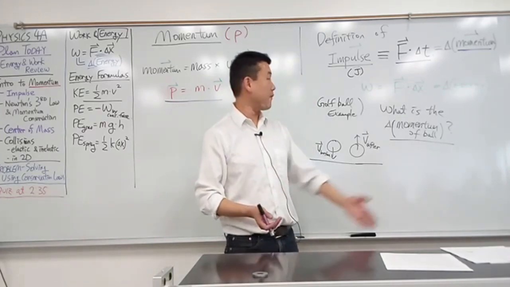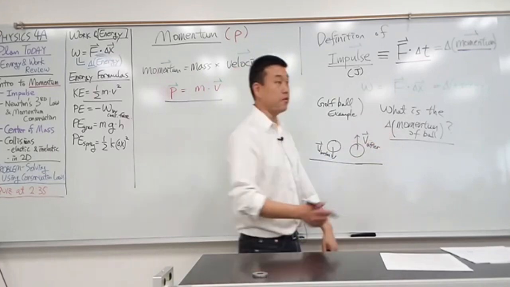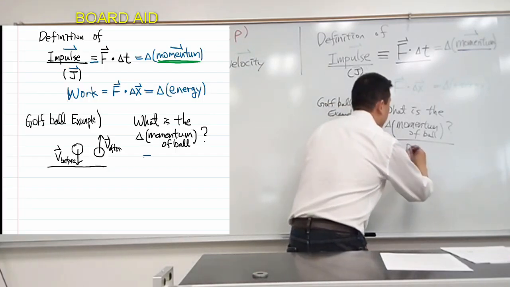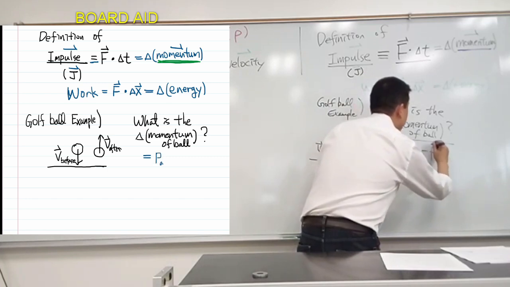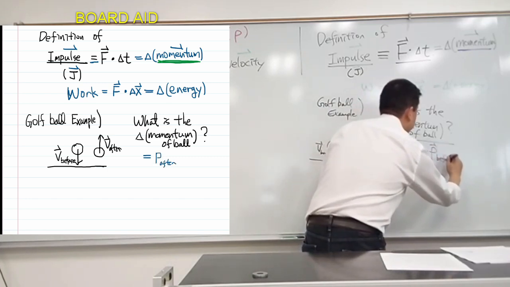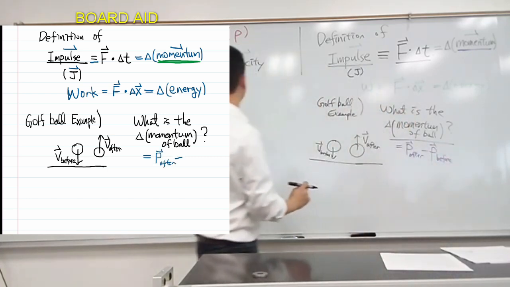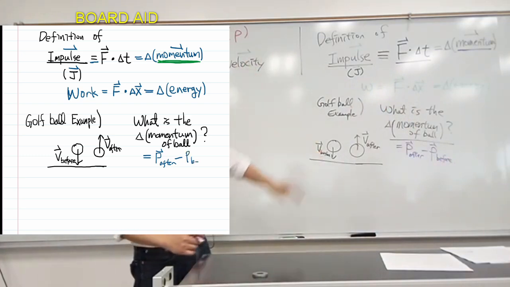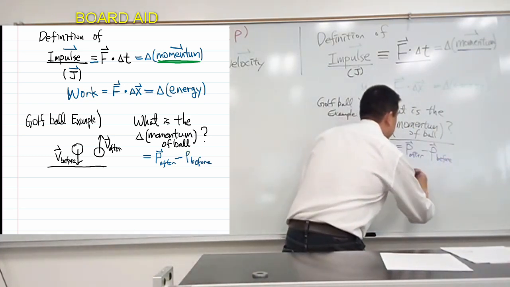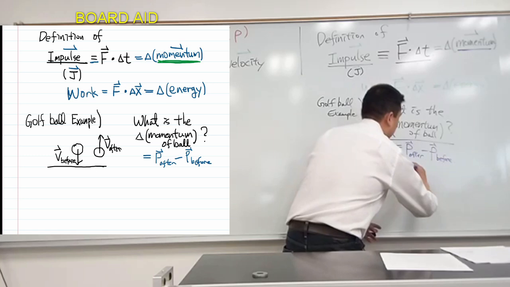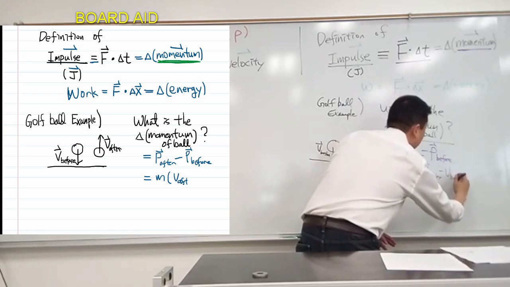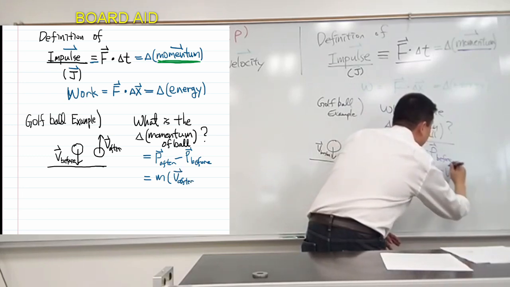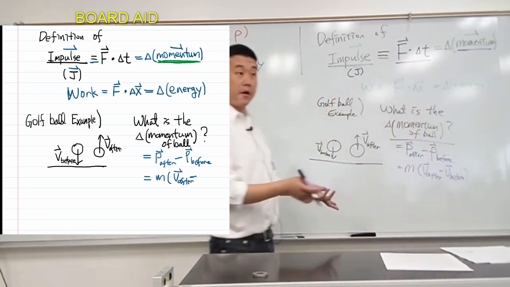Yeah, that's how you define any kind of difference, right? So you could say this is momentum after minus momentum before. I just plug in whatever numbers I have. Mass can be factored out: mass times velocity after minus velocity before. And if you have really good physical intuition, you might go this far.